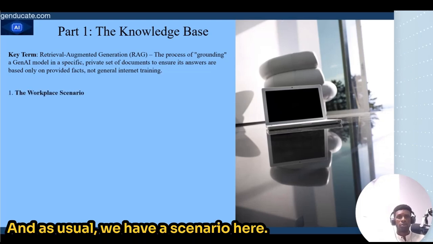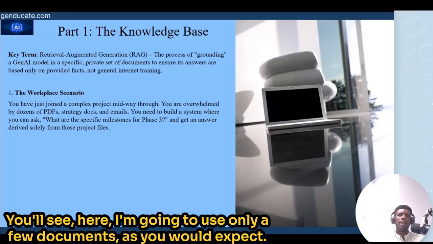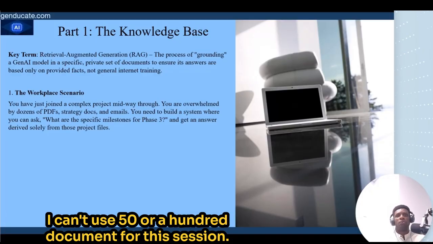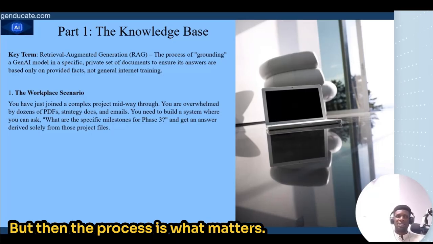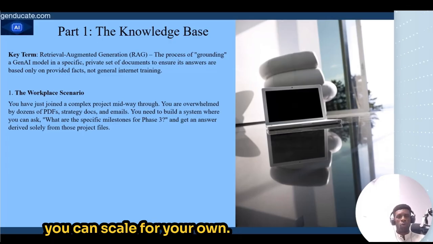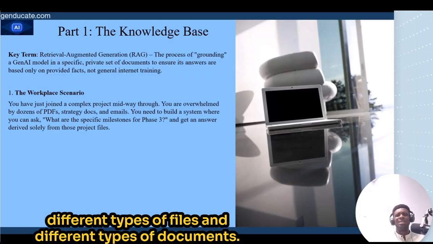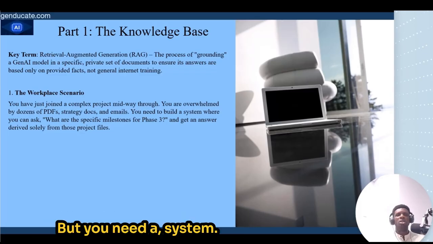And as usual, we have a scenario here. I'm going to use only a few documents, as you would expect. I can't use 50 or 100 documents for this session, but the process is what matters. Like I said in the first session, follow the scenario and then you can scale it and contextualize it to your own. Here, it talks about having dozens of PDFs, strategy docs, emails, different types of files and documents. But you need a system.